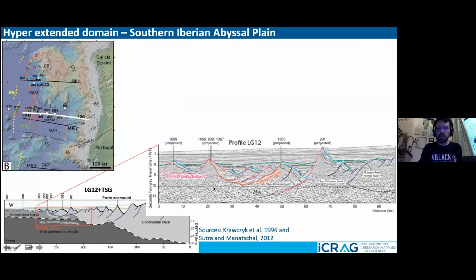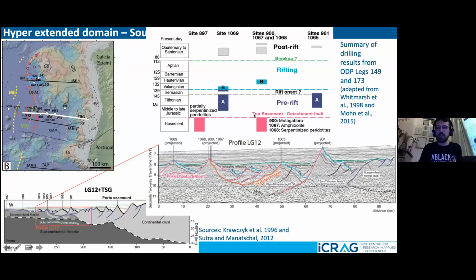On this segment, the ODP data were targeting specifically the basement, and they have shown that we change from continental style basement in the proximal margin to serpentinized mantle in the distal margin, and particularly to large zones of exhumed serpentinized mantles.